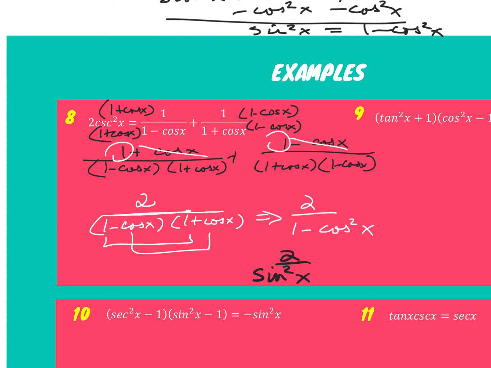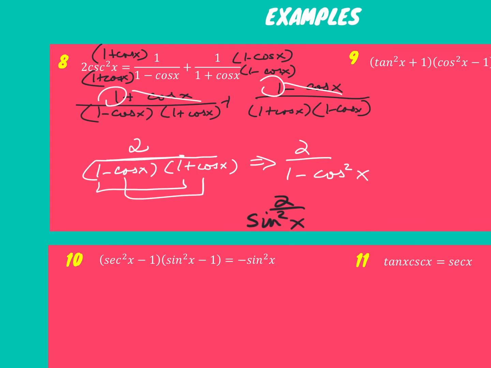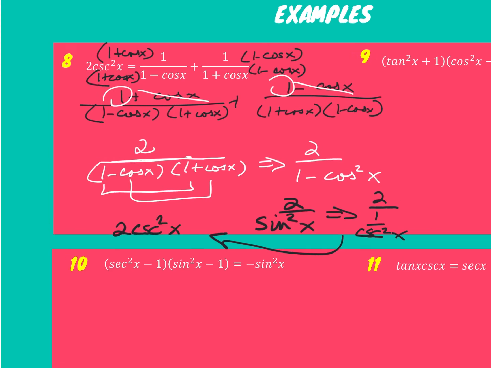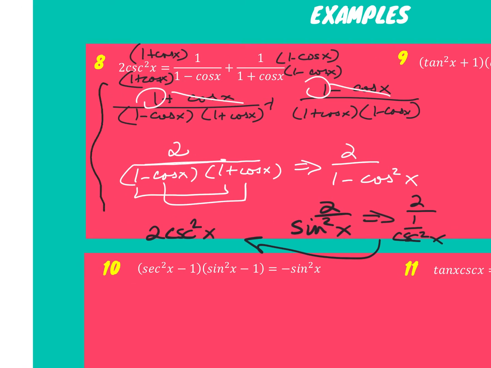Again, I want cosecant. And the reciprocal to sine is cosecant. So what I can do is this becomes 2 over 1 divided by cosecant squared x. Keep, flip, change it. And I get 2 cosecant squared x. And that's what it was trying to make me set it equal to. And it's done.